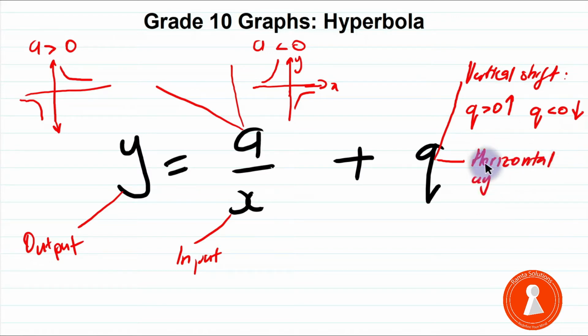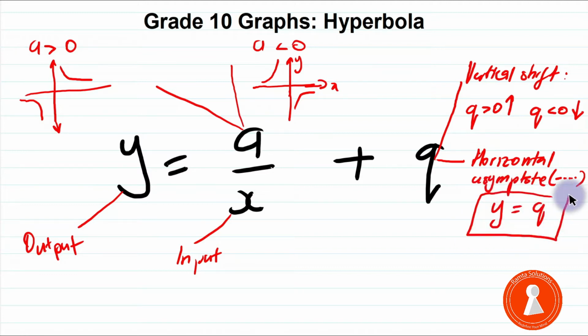So this is a region where your graph does not exist. I will always write these dashes. So the equation for the horizontal asymptote, you will always say y equals q.